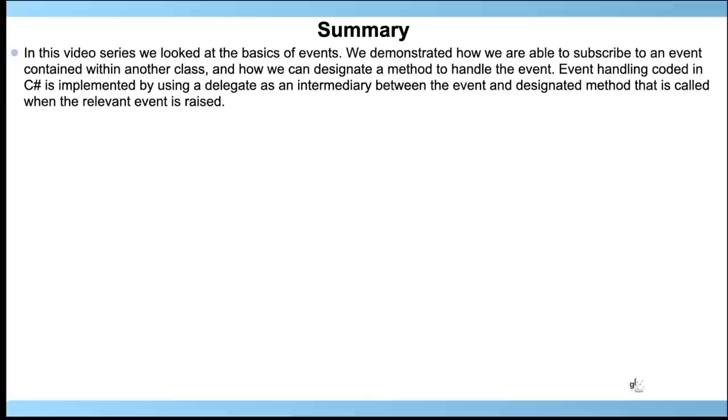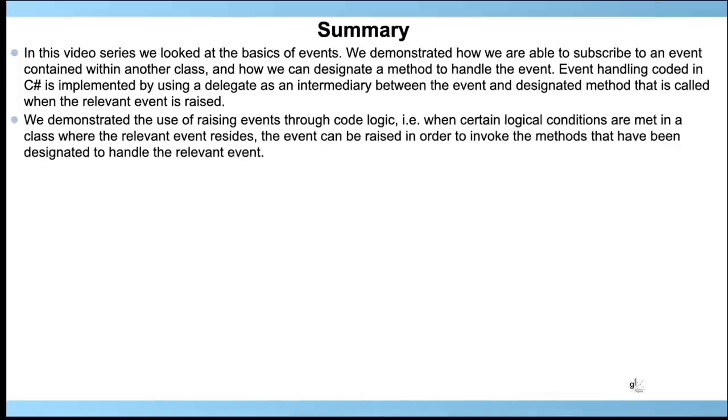Event handling code in C# is implemented by using a delegate as an intermediary between the event and designated method that is called when the relevant event is raised. We demonstrated the use of raising events through code logic, i.e., when certain logical conditions are met in a class where the relevant event resides, the event can be raised in order to invoke the methods that have been designated to handle the relevant event.